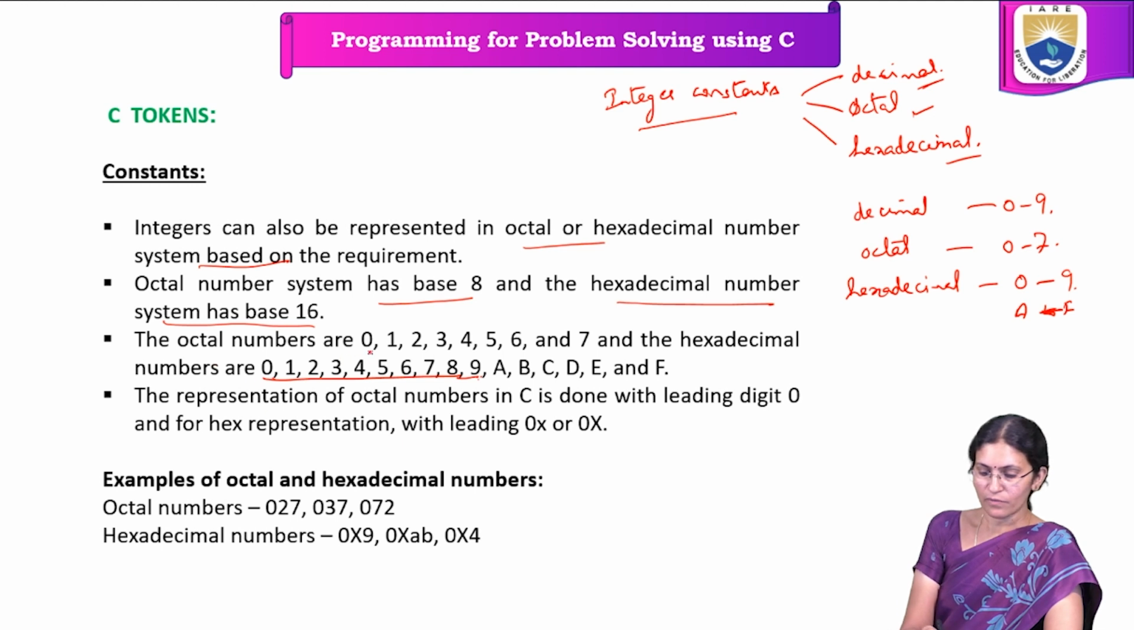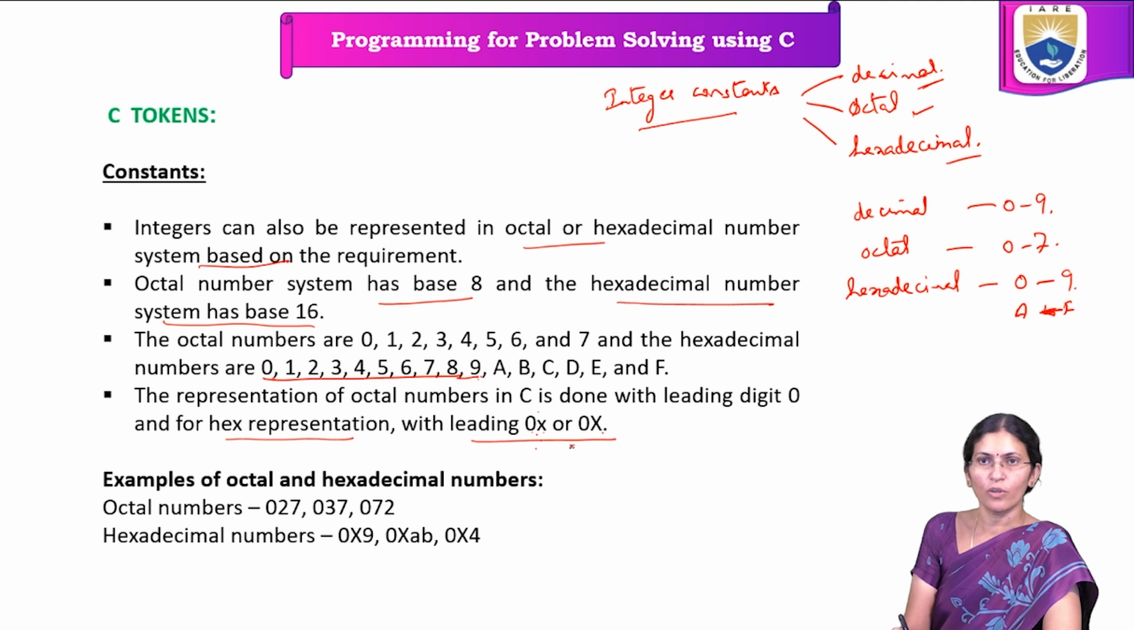So octal numbers are from 0 to 7 and hexadecimal numbers are from 0 to 9, A to F. Representation of octal numbers in C is done with a leading digit 0. For hexadecimal numbers, we add a leading 0x. This can be either a capital letter or a small letter. So, examples of octal and hexadecimal constants in C.